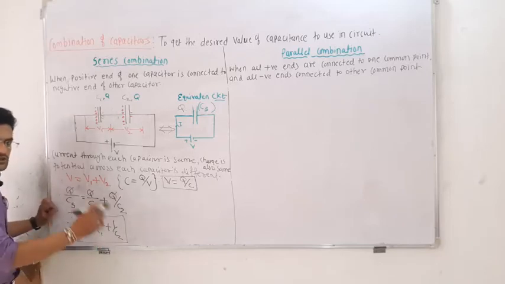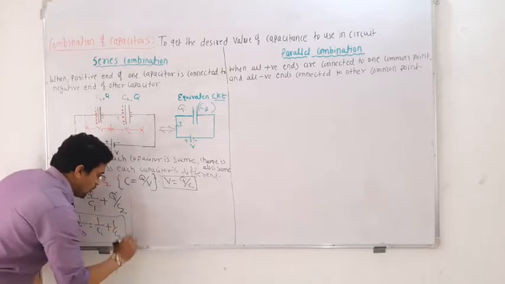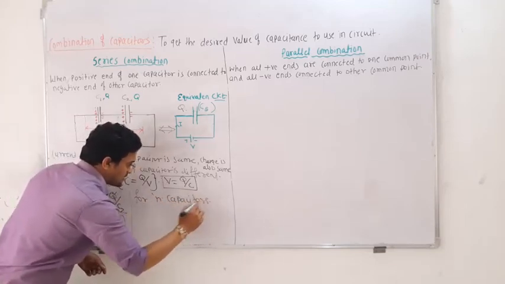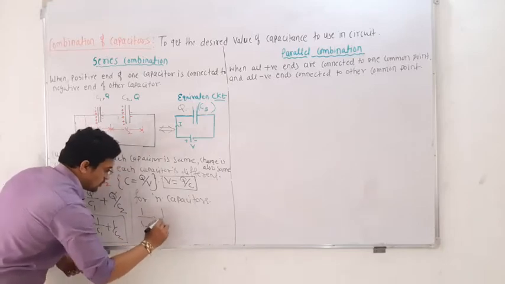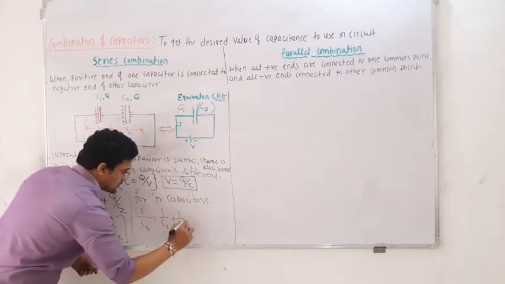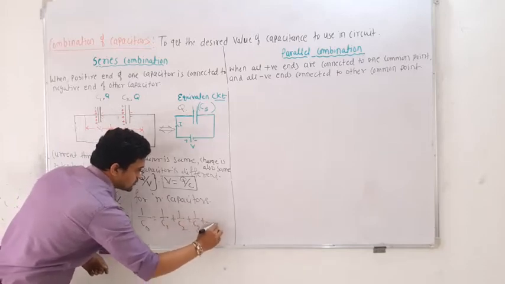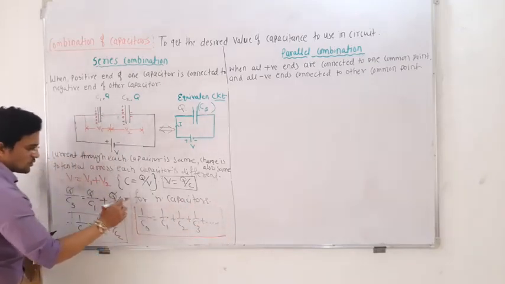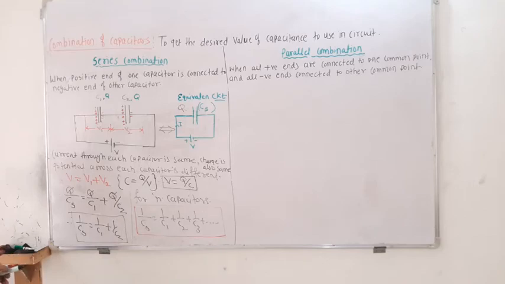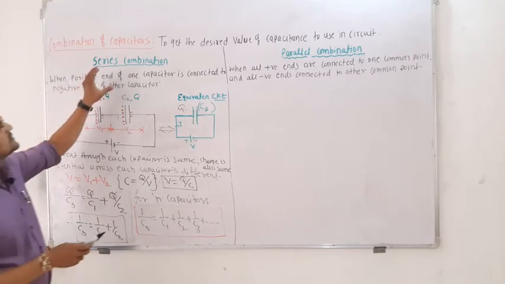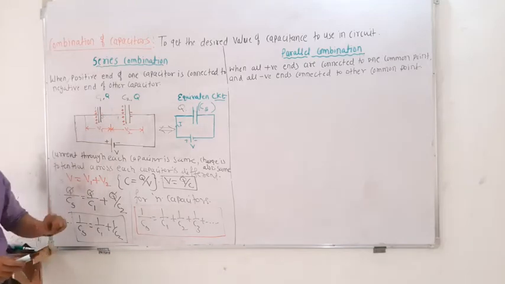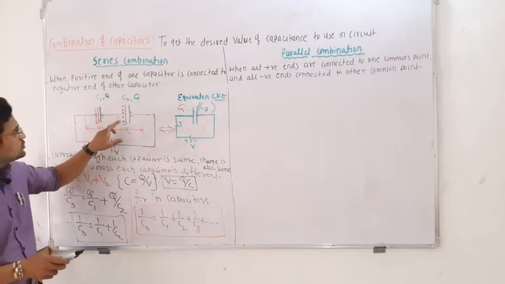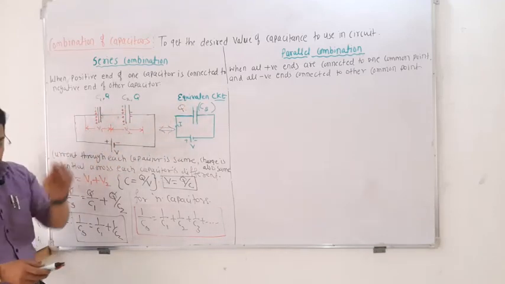And this is the equation for two capacitors. For n capacitors, 1 upon CS is equal to 1 upon C1 plus 1 upon C2 plus 1 upon C3 and so on. So remember these equations. This is the expression for the equivalent capacitance for the series combination. And remember, the equivalent capacitance you get here is less than the individual capacitances.